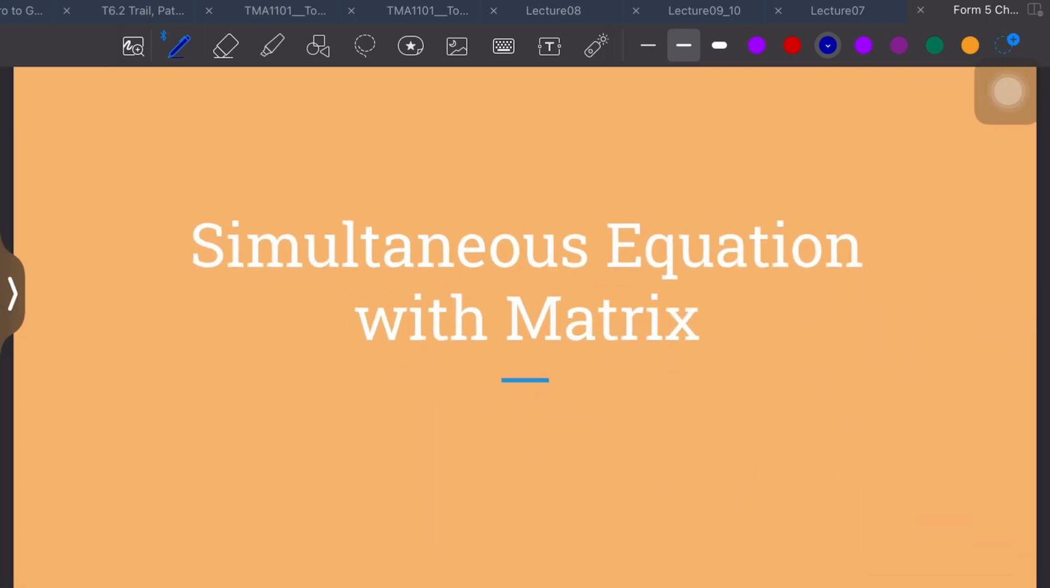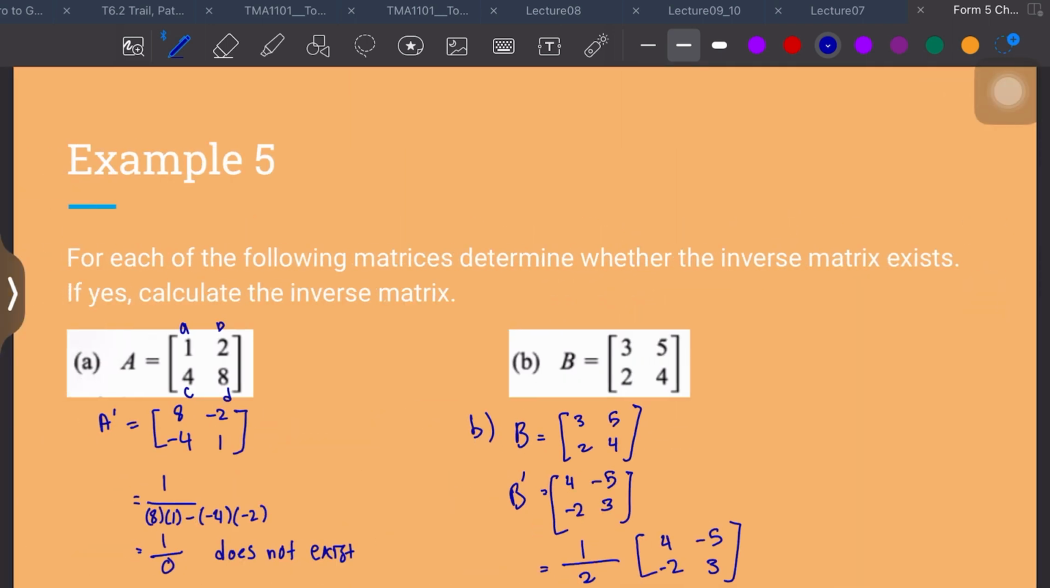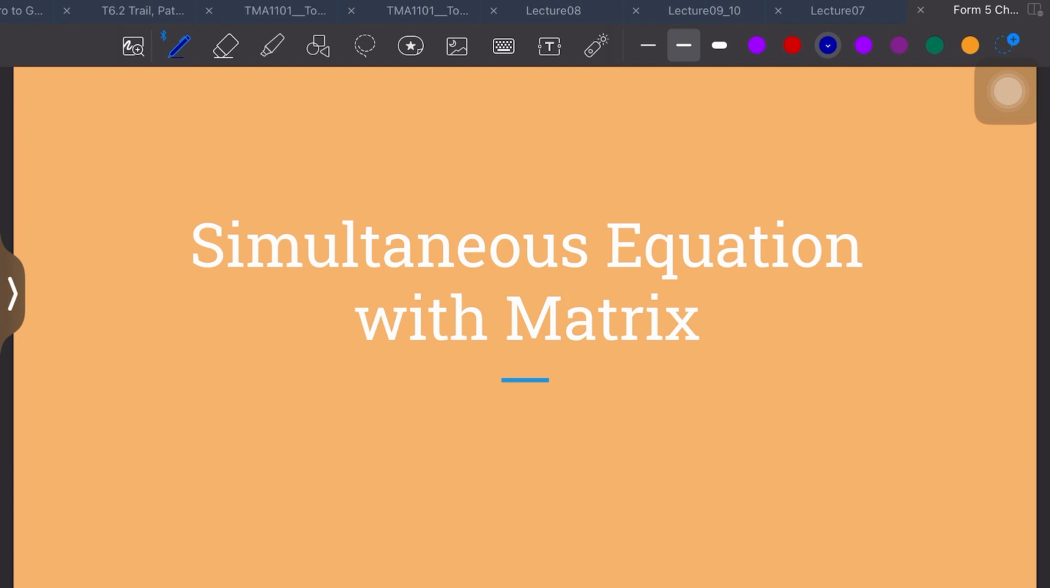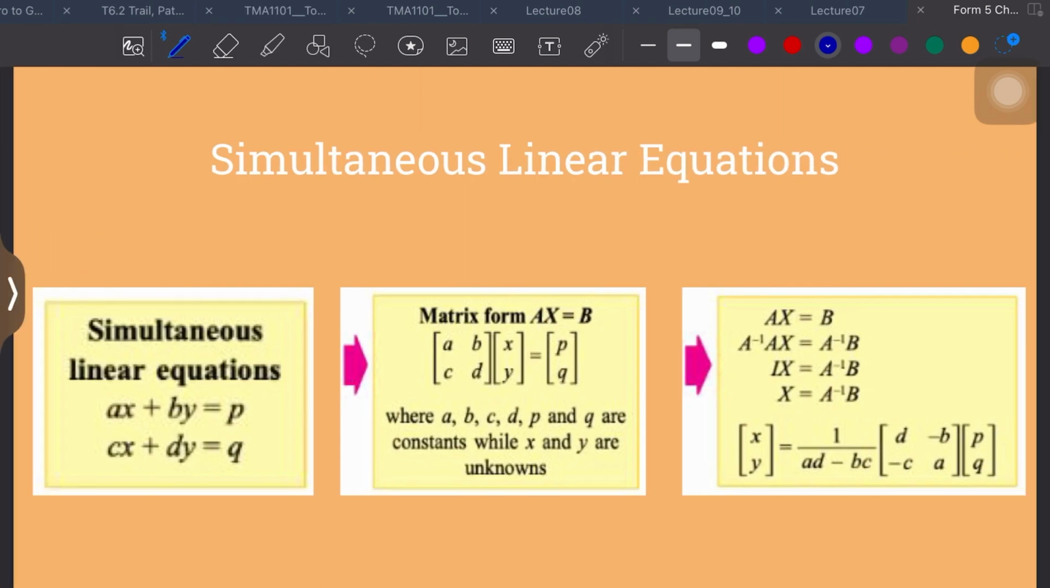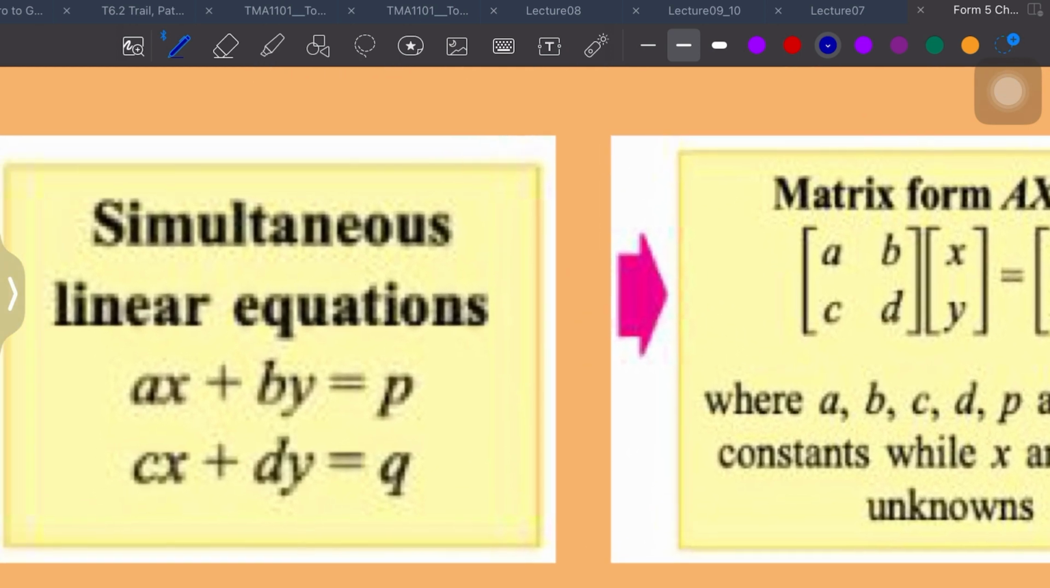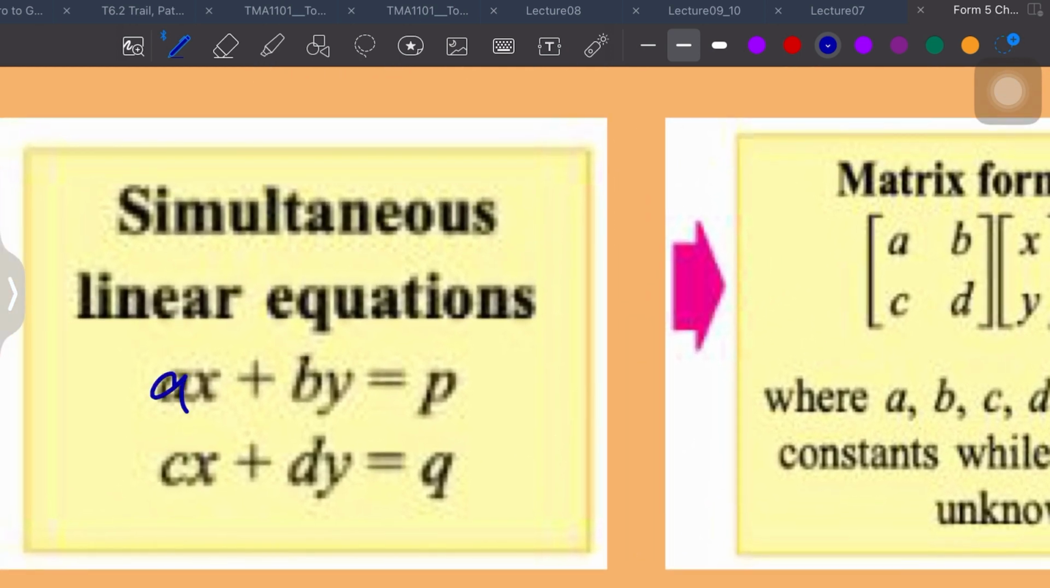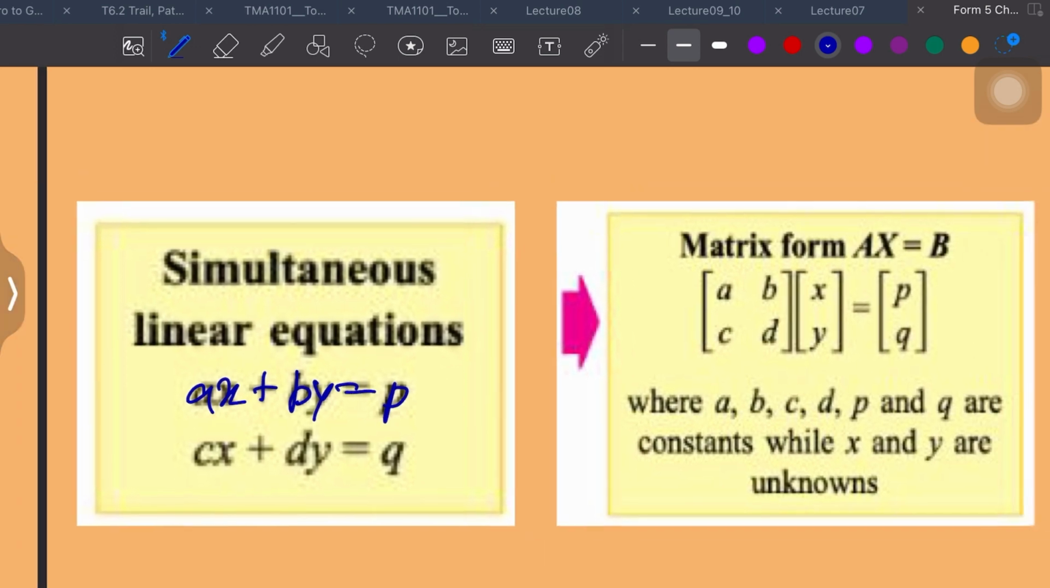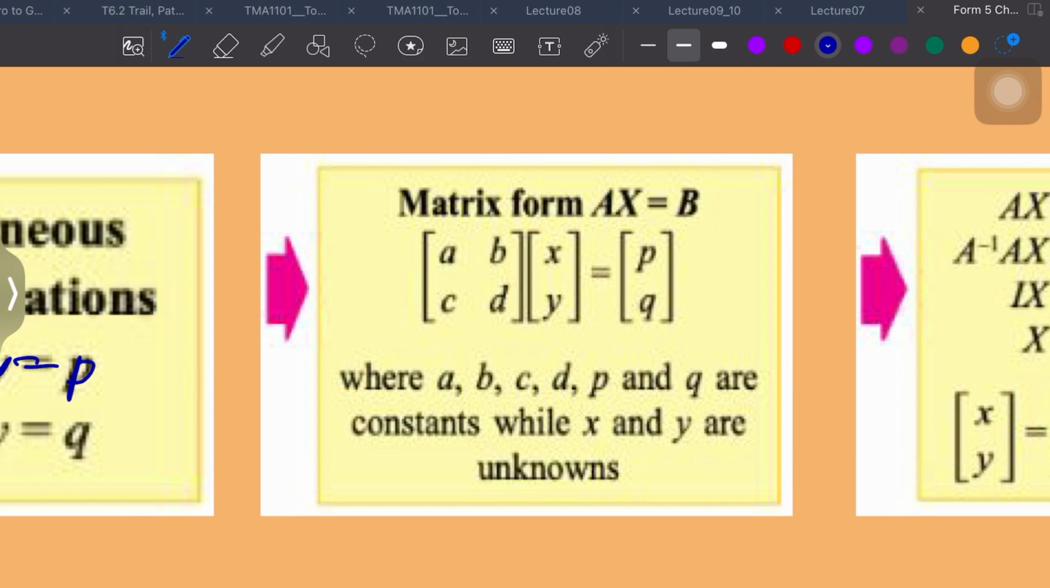Okay, so move on to the next slide. So here is the answer. This one does not exist, this one does exist. Simultaneous equation with matrix. So this one, simultaneous linear equation. Ax plus by is equal to b. So matrix form Ax is equal to b, where A, B, C, D, P and Q are constants while X and Y are unknown.